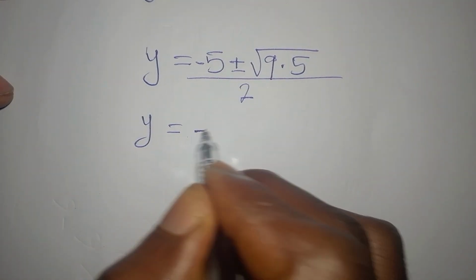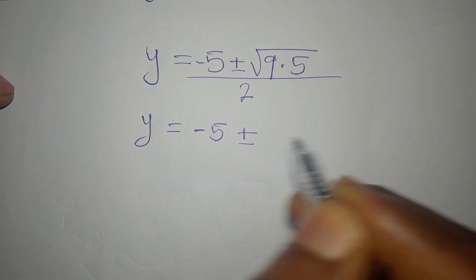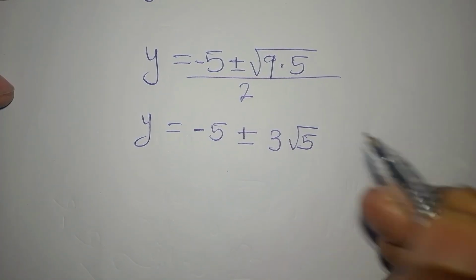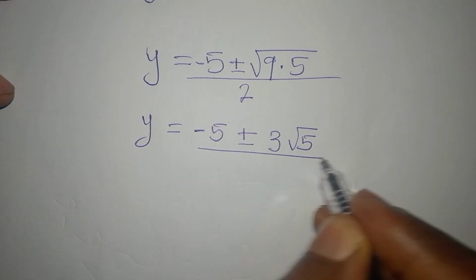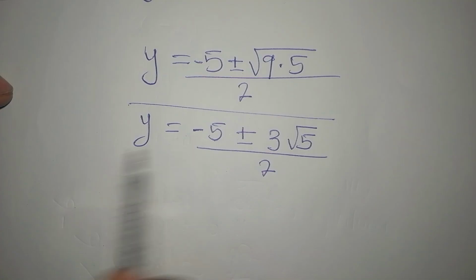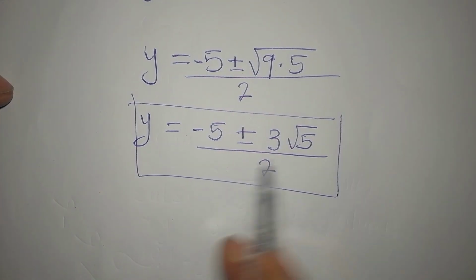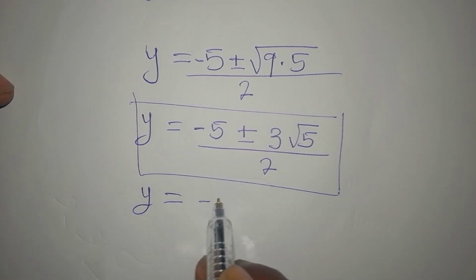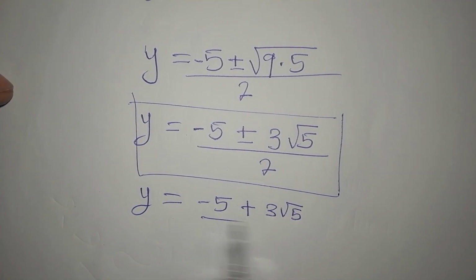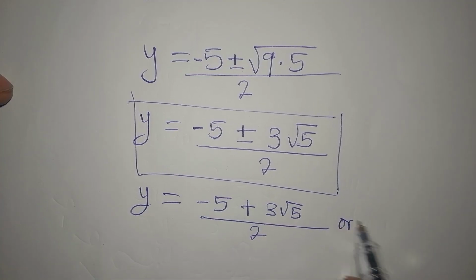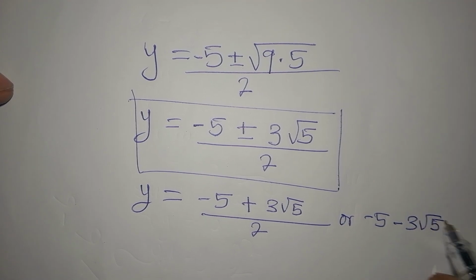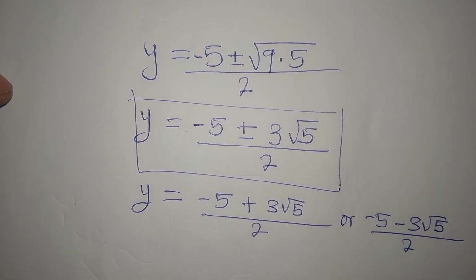Okay, so we have minus 5 plus or minus square root of 9 is 3. Then we have square root of 5. This is divided by 2. So from here we have two solutions, right? We have two solutions. y equals minus 5 plus 3 root 5 over 2, or minus 5 minus 3 root 5, and this is over 2.